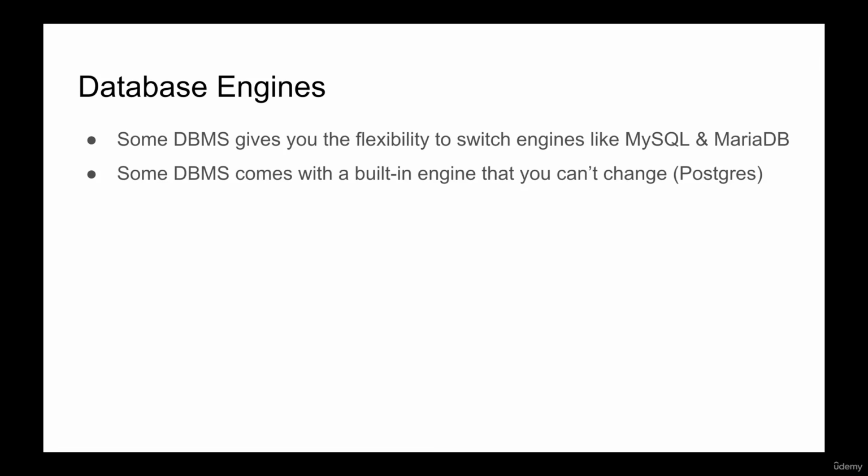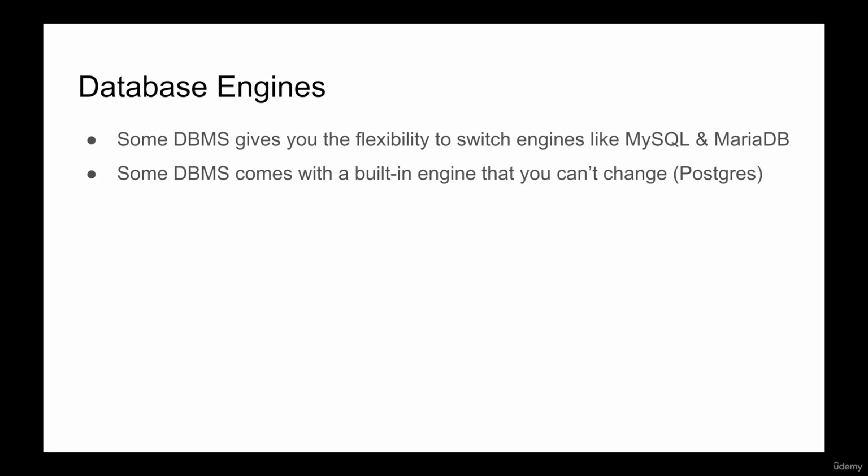Some DBMSs, database management systems that is, come with a built-in engine that you cannot change. Postgres is an example here, right? You cannot change the engine of Postgres to be something else. It's always B-tree, I believe. Okay, and that's it. You're stuck with B-trees, right? So maybe that's a good thing. Maybe that's a bad thing, right?